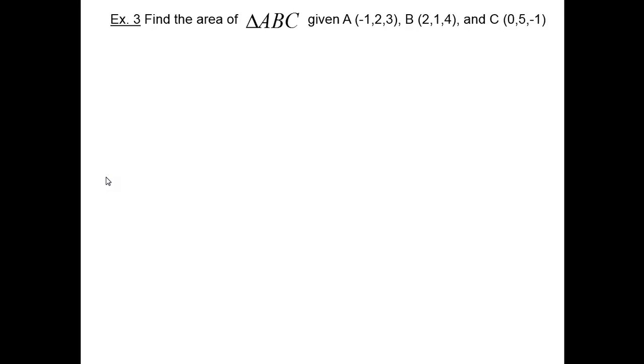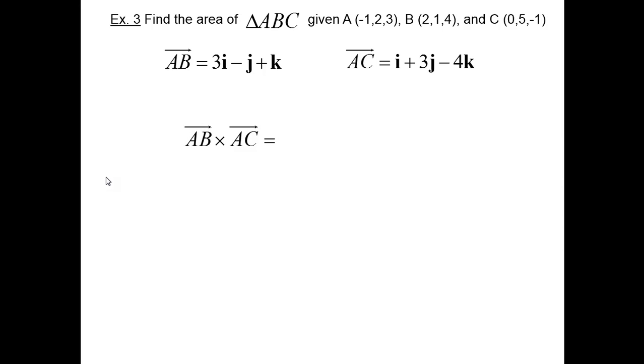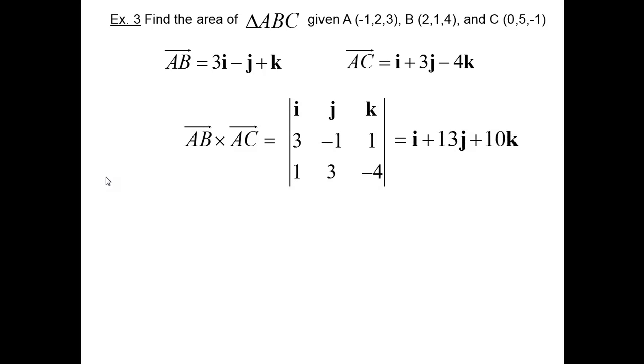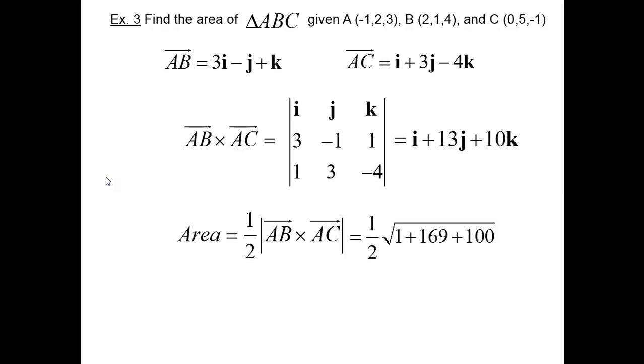Let's take a look. If it says find the area of triangle ABC and you're given points for A, B, and C, we're going to need to find two vectors that come from the same point. So I found vector AB and AC. Now you could have done BA and BC or CA and CB. It doesn't matter, just make sure they emanate from the same point. We're going to find the cross product of AB and AC, and I get a cross product of i plus 13j plus 10k. To find the area of our triangle, we're going to do 1/2 of the magnitude of that cross product. That gives me 1/2 of the square root of 270.